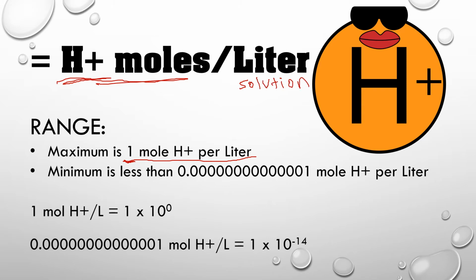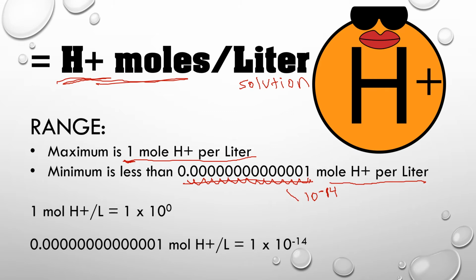Now the minimum, the range goes all the way down to 0.000000000000001 mole of hydrogen ions per liter. If you were counting along, that is 1, 2, 3, 4, 5, 6, 7, 8, 9, 10, 11, 12, 13, 14. So that's 10 to the negative 14th moles per liter.